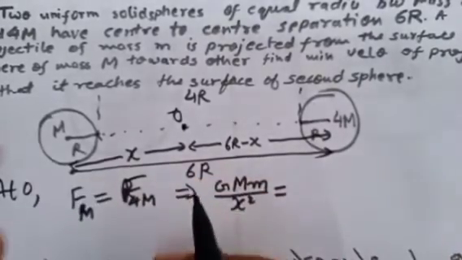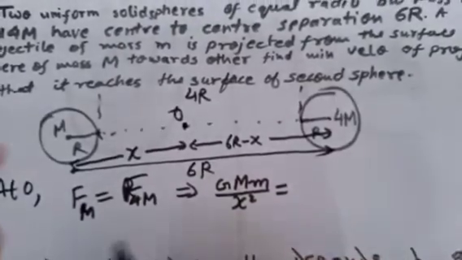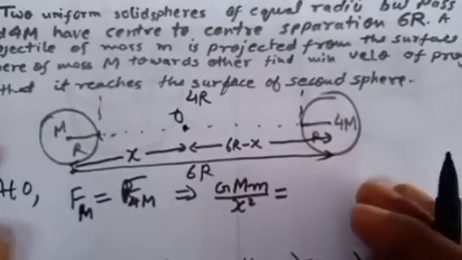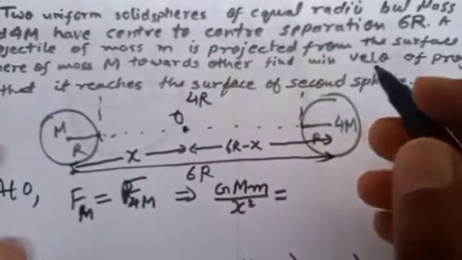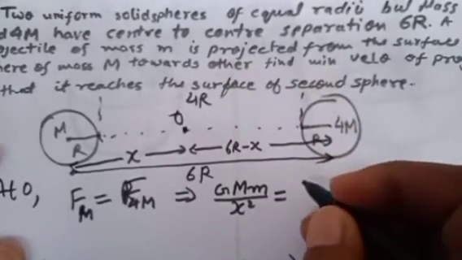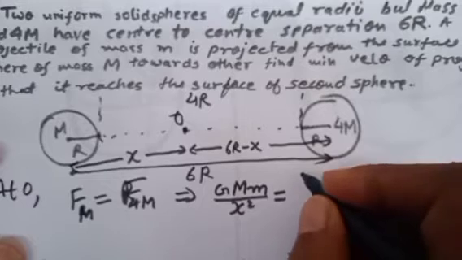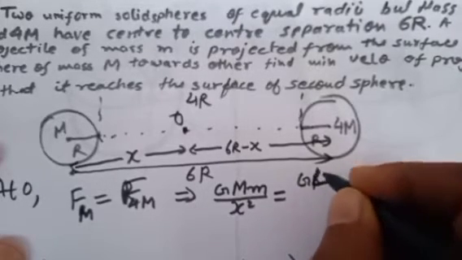The origin of this question, the starting of this question, is the same as the previous one, but it will go completely in another way, because they are talking about some velocity of projection. Oh, this one is of 4m mass.